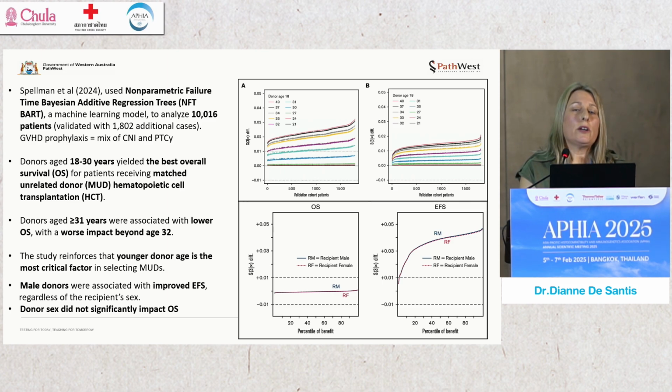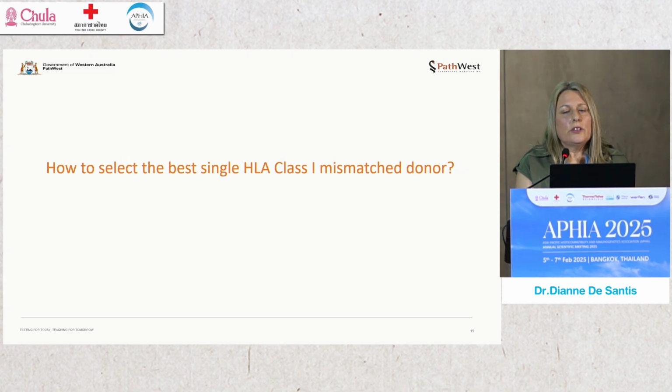They also showed that male donors were associated with improved event-free survival regardless of recipient sex, but donor sex did not significantly impact overall survival. This data suggests that registries should recruit younger donors, less than 30 years old, regardless of donor sex. So how do we select the best single HLA class 1 mismatched donor?